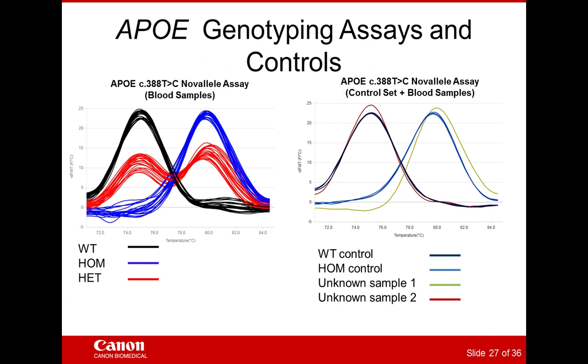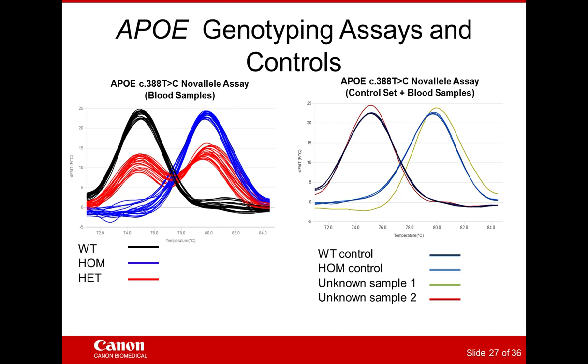So the wild type control shown in black, you'll see clusters very closely with unknown sample 2. So the call there would be a wild type for unknown sample 2. On the other side of that, you'll see the homo control is the blue curve, and the green curve, unknown sample 1, tracks very closely to that homo control.